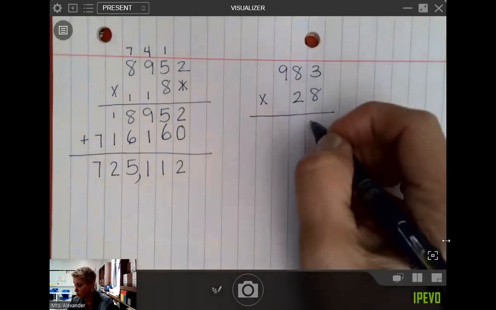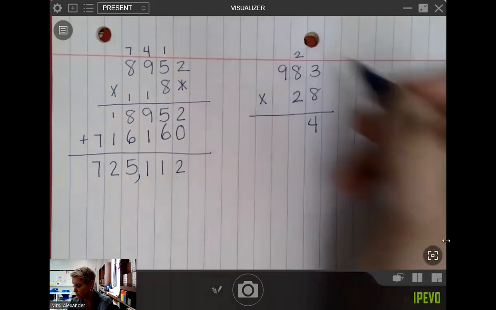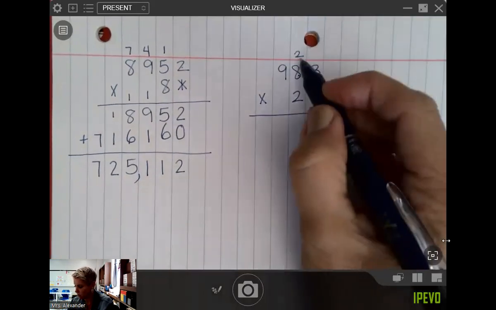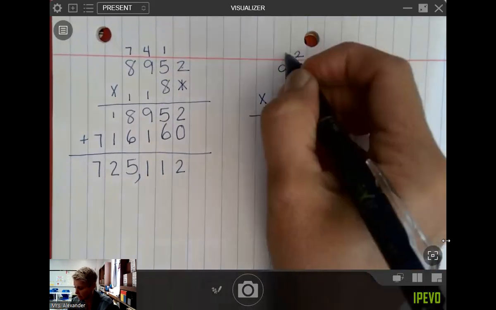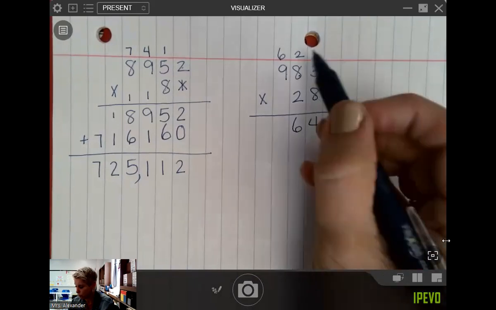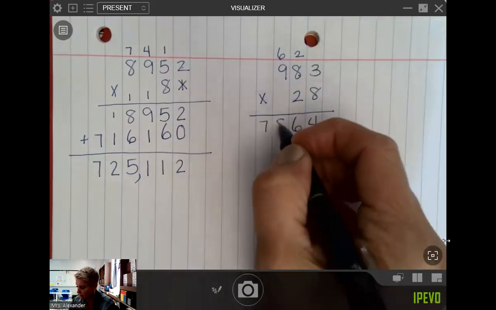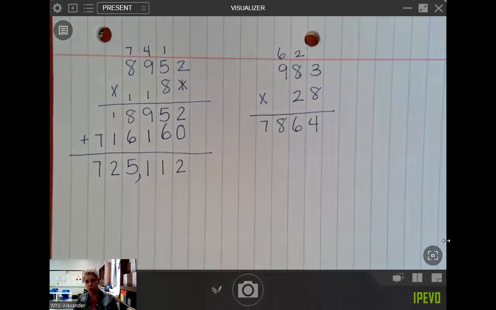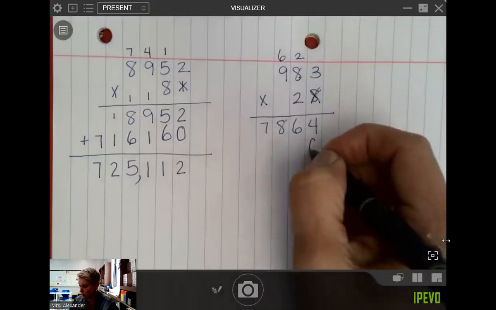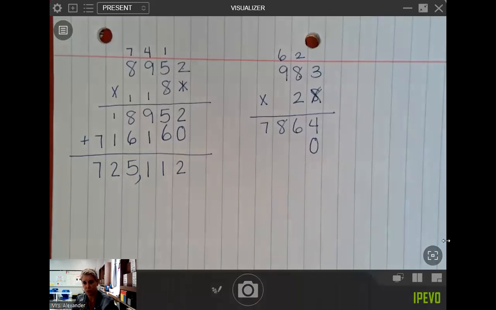8 times 3 is 24. Regroup. 8 times 8 is 64, plus 2 is 66. 8 times 9 is 72, plus 6 is 78. So your first partial product for multiplying the ones is 7,864. We're finished with the ones. I'll put a 0 there in the ones place in the next partial product.